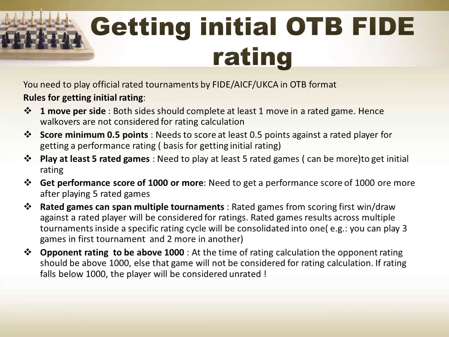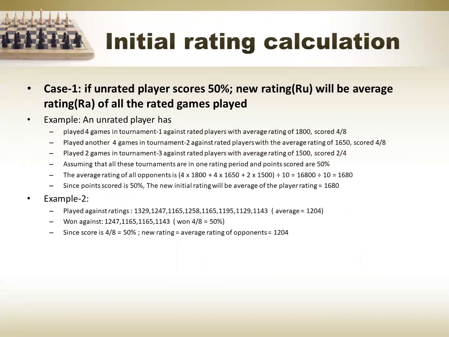Another aspect is that the opponent rating should not fall below 1000. For a rated player, if the rating falls below 1000, they become unrated. So at the time of the rating calculation, all the games that you have played must be valid rated games. Otherwise, they will not be considered for the rating calculation.